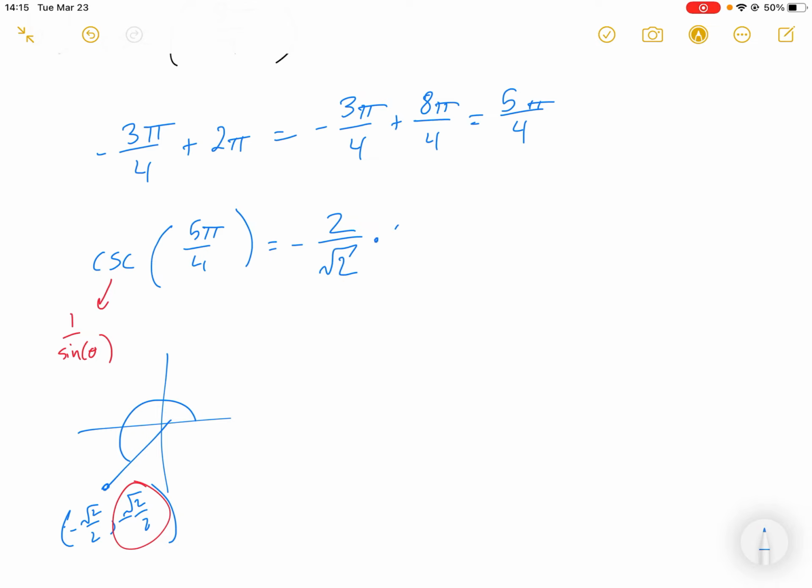But we don't like having radicals in the denominator, so I'm going to go ahead and multiply that by root 2 over 2. And I end up with just negative square root of 2. And that would be my final answer.